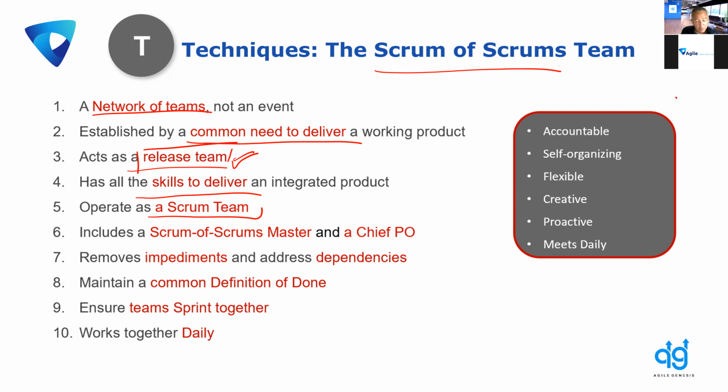And they operate as a Scrum team. That means they meet on a daily basis and they have the Scrum events. It is something that includes the Scrum Masters and the Chief Product Owner. This is the Scrum Master and the PO on steroids. They work on removing impediments, and they treat dependencies like a type of impediment, and they try to reduce it to a minimum, okay? They work on maintaining a common definition of done, and they work together throughout the sprints on a daily basis.